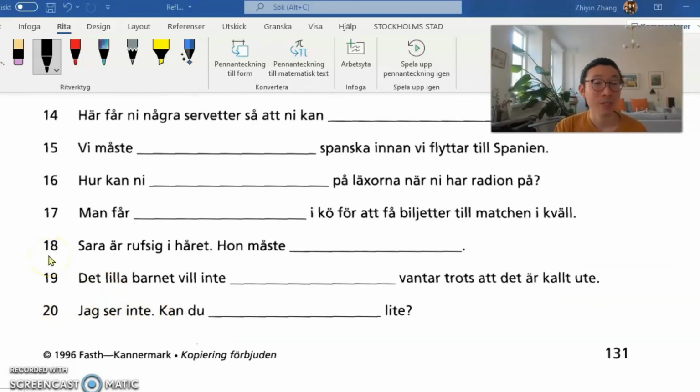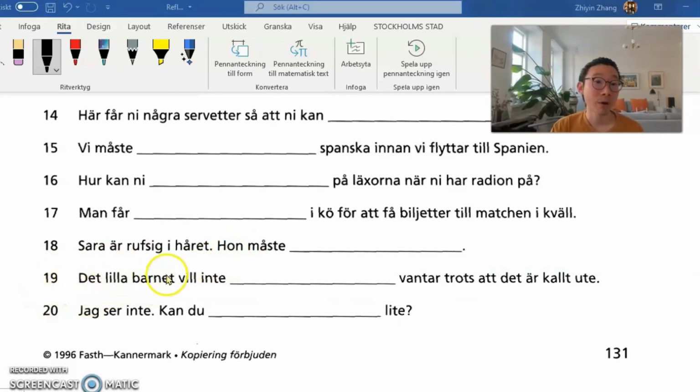Nummer 18. Sara är rufsig i håret. Hon måste kamma sig. Sara är rufsig i håret. Hon måste kamma sig.